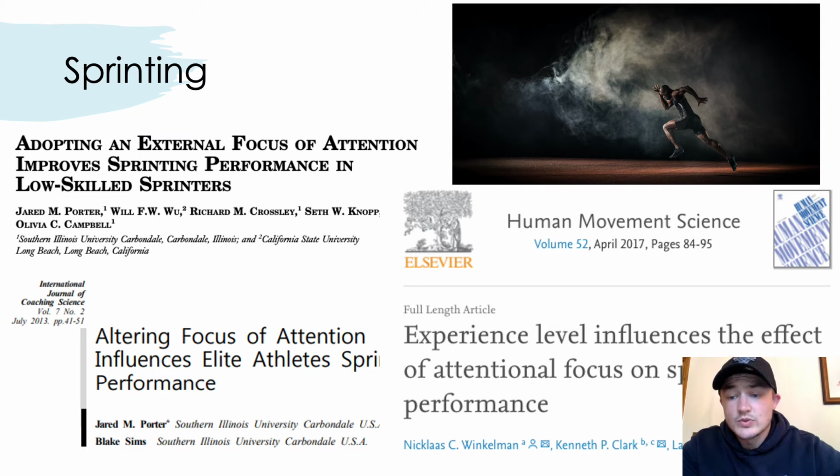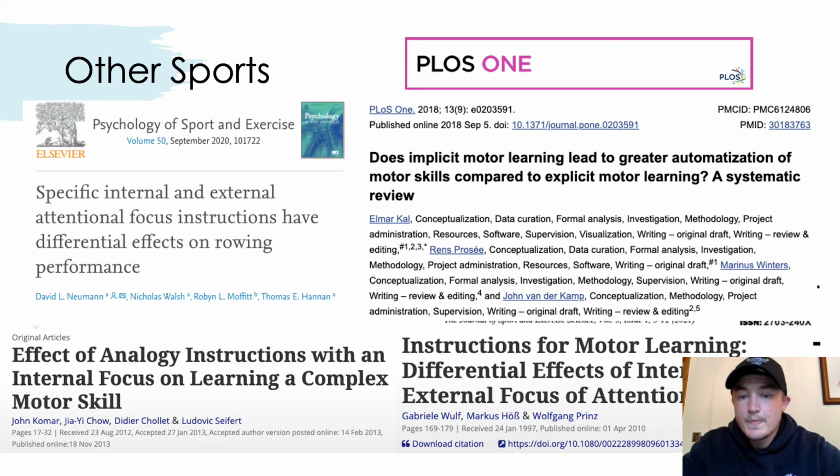Porter and Sims 2013 and Winkelman 2017 both came to similar results, with experienced sprinters showing no difference between instructions, whilst low-skilled sprinters respond better to external focused instructions. Both focused on short sprint performance, and so these studies may show some comparability. In other sports, research such as Cal found that automaticity was increased when using implicit instructions. However, this only shows minor comparisons, and therefore we're unable to state that there is a significant comparison to explicit.